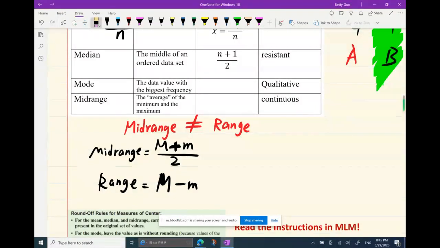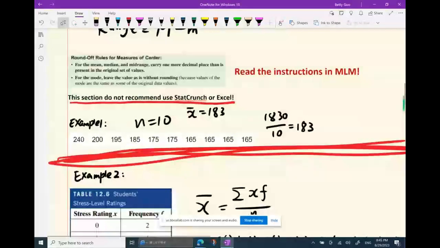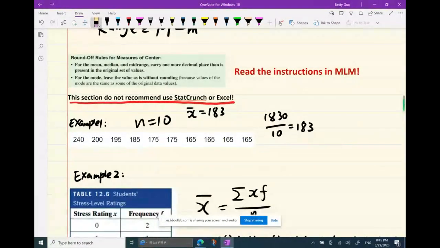Mid-range is the last type of measure of center we learned today. It is defined as the average of the maximum and the minimum. For example, it's easy to remember this, right? For example, this question, example 1, this data set. Can you help me find the mid-range?